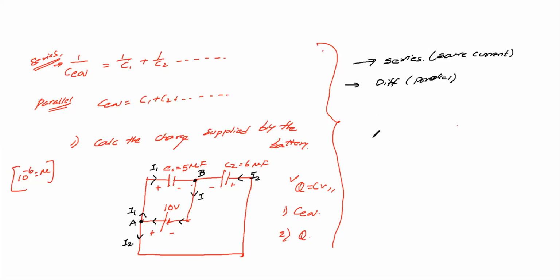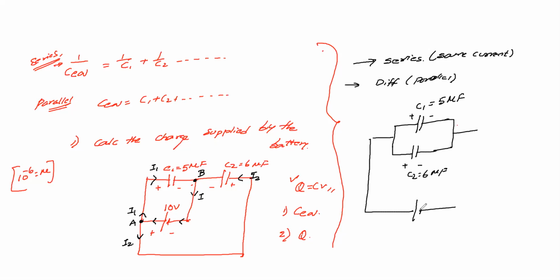So I'll redraw the circuit. This is your capacitor C1, plus minus, and C1 is equal to 5 microfarad. I'll take one more capacitor, C2, plus minus, and C2 is equal to 6 microfarad. These two are connected to a voltage of 10 volts, plus and minus. You can see that these two are a parallel connection because there are two different charges. Instead of current, we have to discuss the charges.